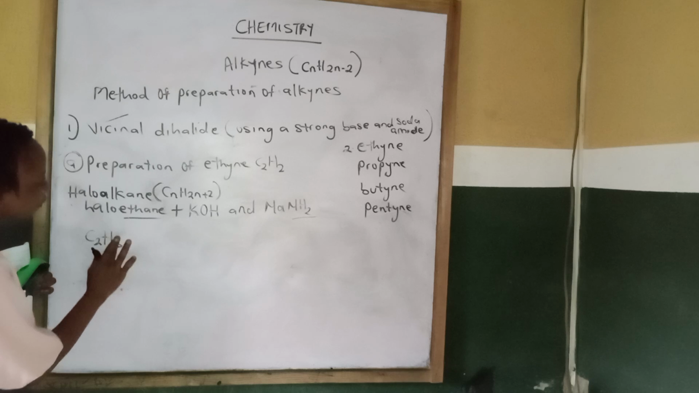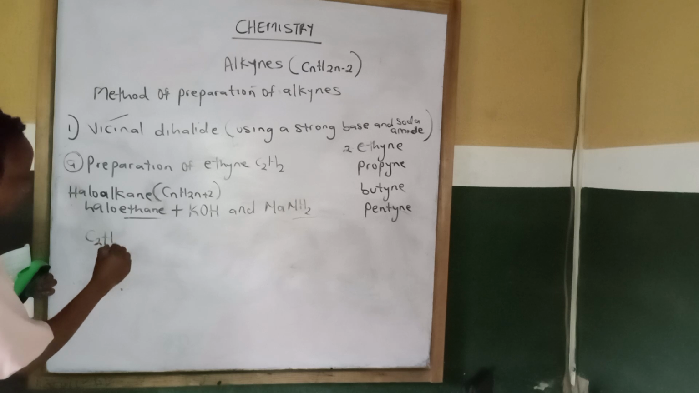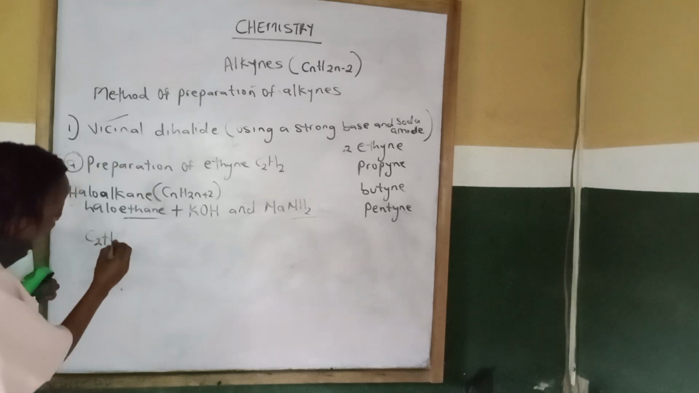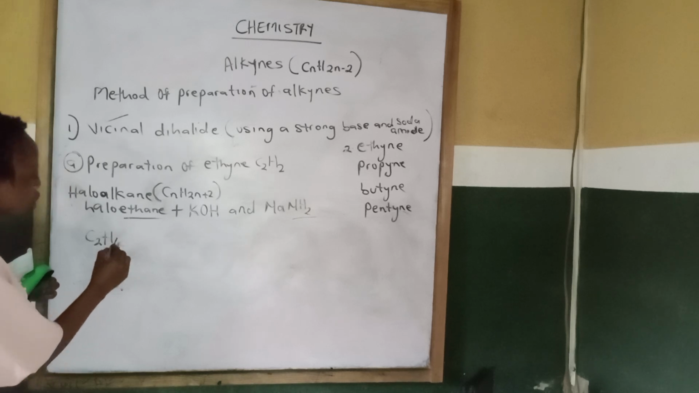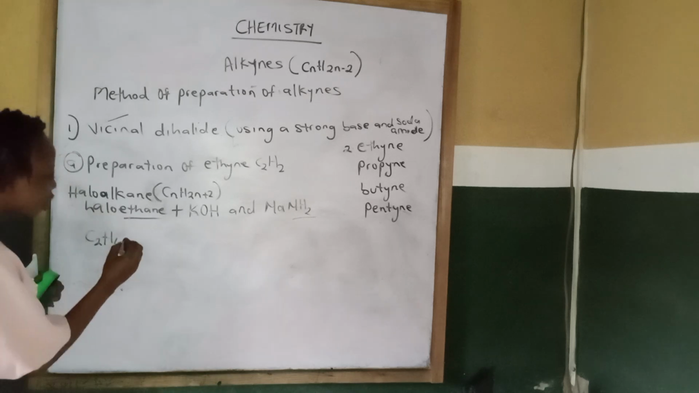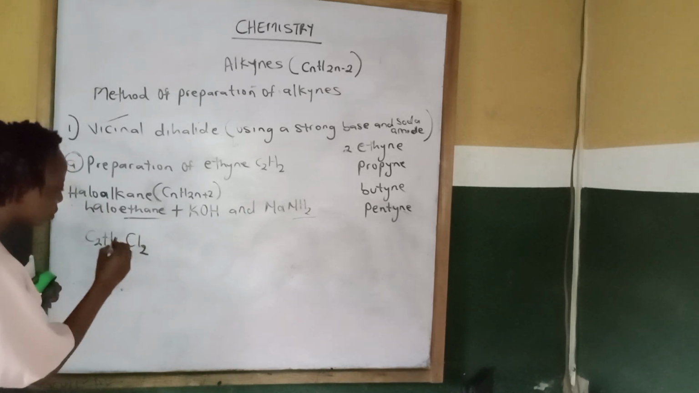Now I'm going to remove 2 out of these 6 hydrogen atoms, remaining 4. Then I will replace the remaining two hydrogen atoms with what? With halogen. So let me use chlorine this time around, then replace with 2 chlorine.